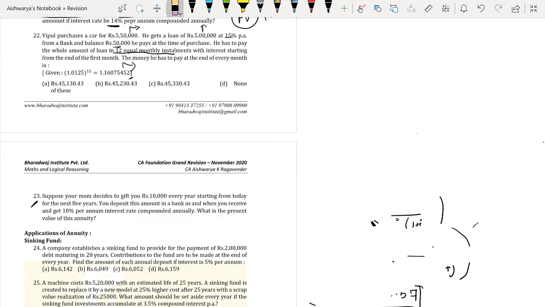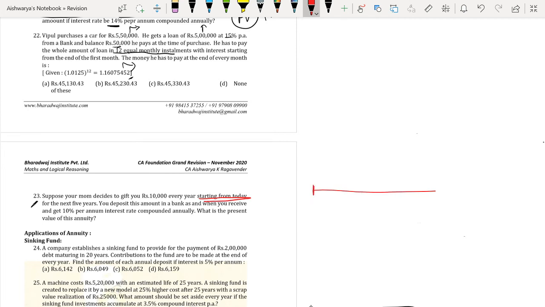Okay, so the only difference in this question is it says starting from today. So underline the words starting from today. The moment it says starting from today, it means that it is happening at the beginning of the period. So in the time graph, if I were to draw this, your mom is planning to give you 10,000 every year. So she is going to give you 10,000 at time 0.